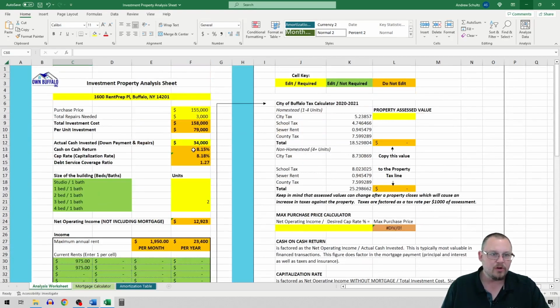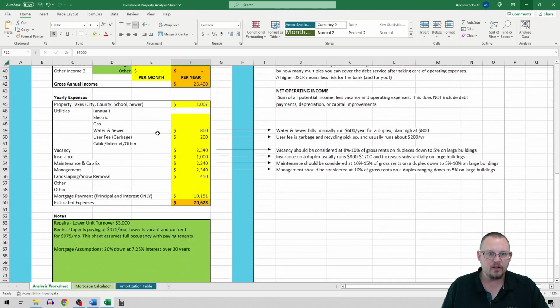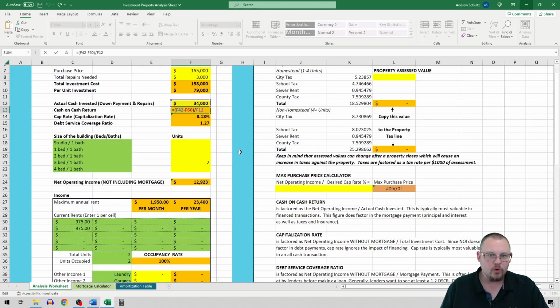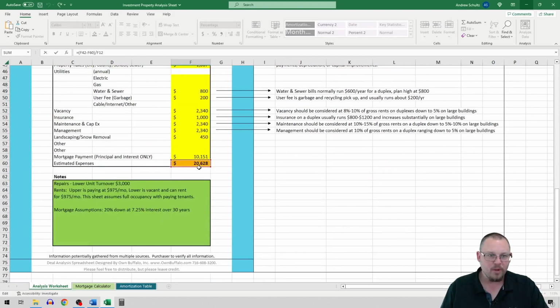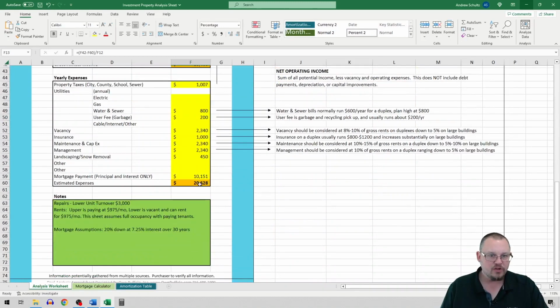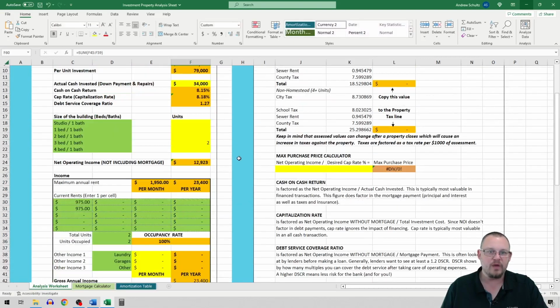But going back up to the top here, you can see the cash-on-cash return on this individual property, based on the cash invested of $34,000 divided against your true net income, is going to give you your cash-on-cash return. You can kind of see that formula again there. Cash-on-cash return is going to be your gross annual income minus your estimated expenses divided by that actual cash invested. And just to give you a peek at the formula here, the estimated expenses field does factor in everything in the total yearly expenses, including the mortgage payment.